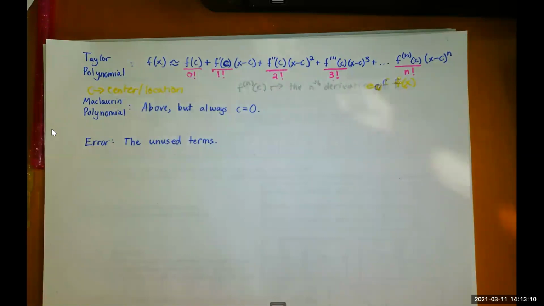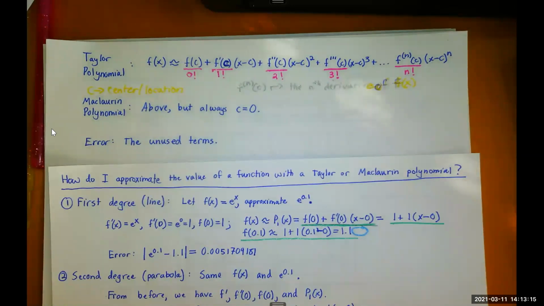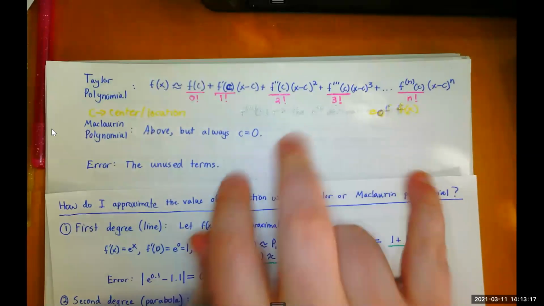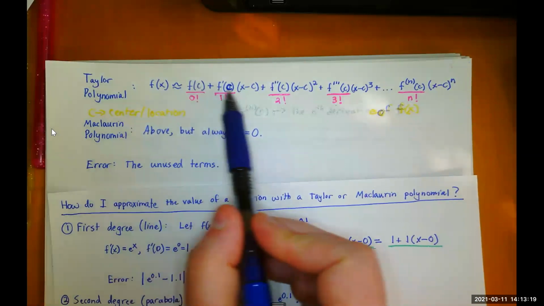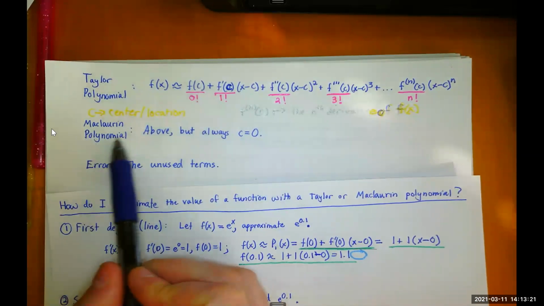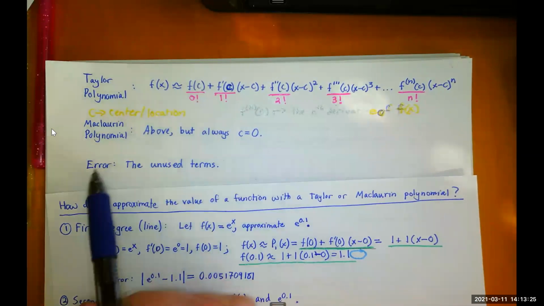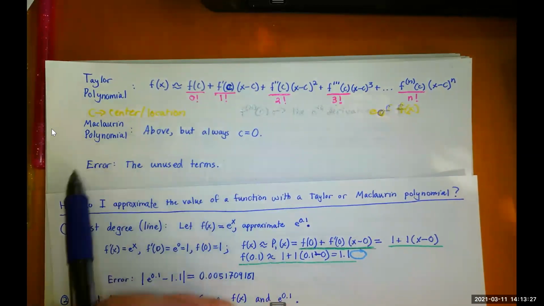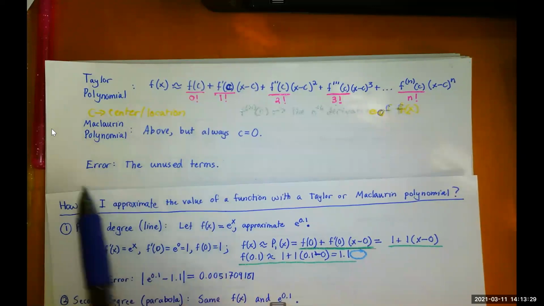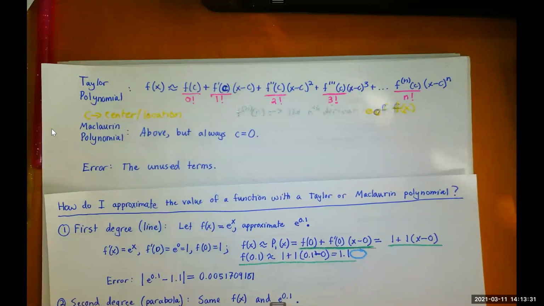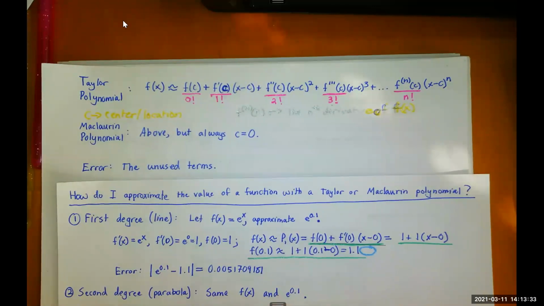We will spend more time talking about the error in the future. But for right now, if you have these three big takeaways, the Taylor polynomial formula, the understanding that the Maclaurin polynomial is a Taylor polynomial when c equals 0, and the error actually represents the terms we didn't calculate, the unused terms, as I called them here, then you are in excellent position for understanding where we're at.